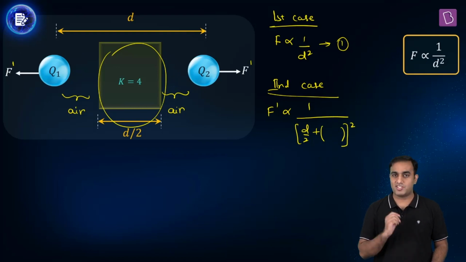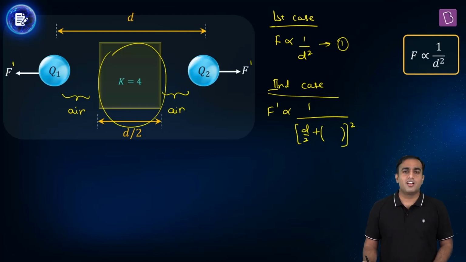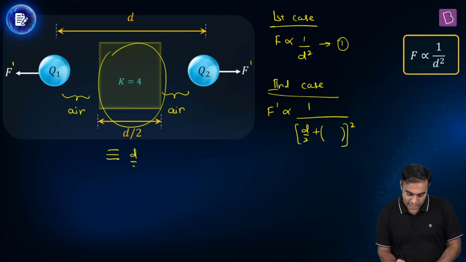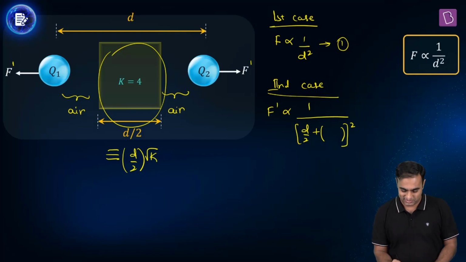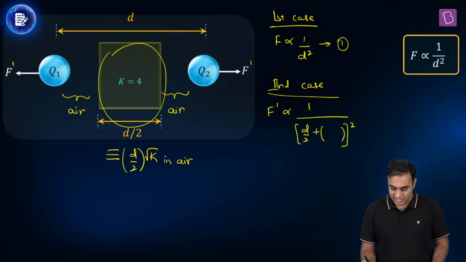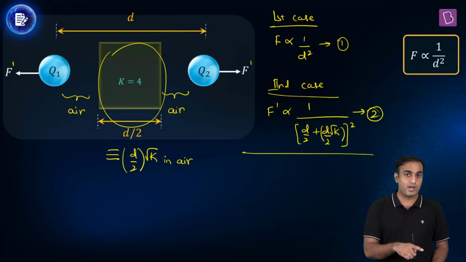And how much is that? Simple. A distance or a length of d by 2 in a certain medium is equivalent to d by 2 into square root of k in air, where capital K is the dielectric constant for the given medium. And here it will be d by 2 into root k. Now, calling this equation number 2, we can use these two to find F prime in terms of F.